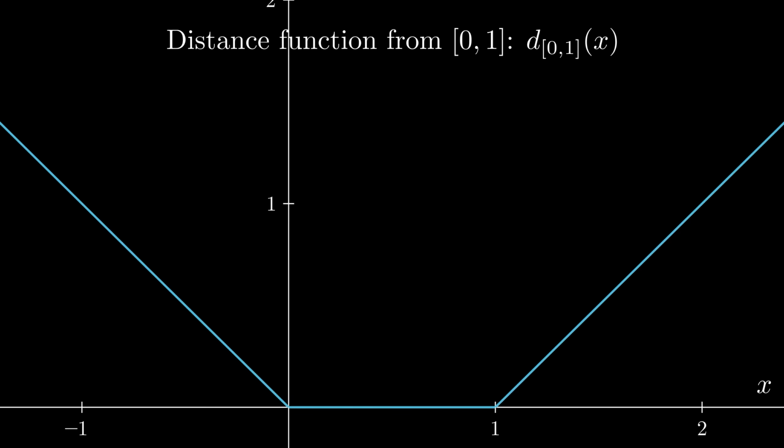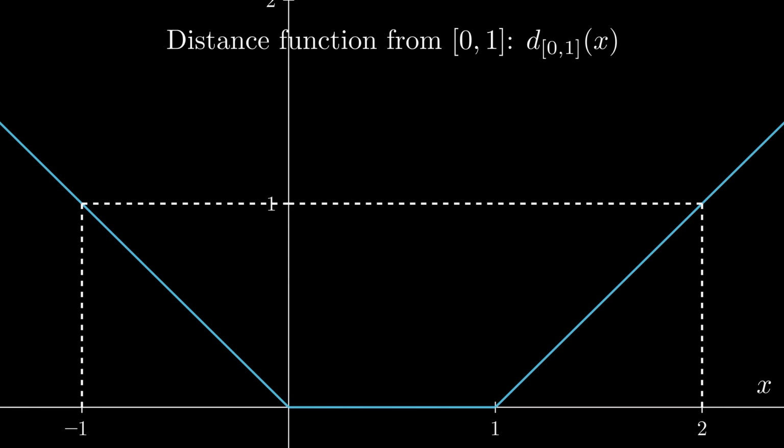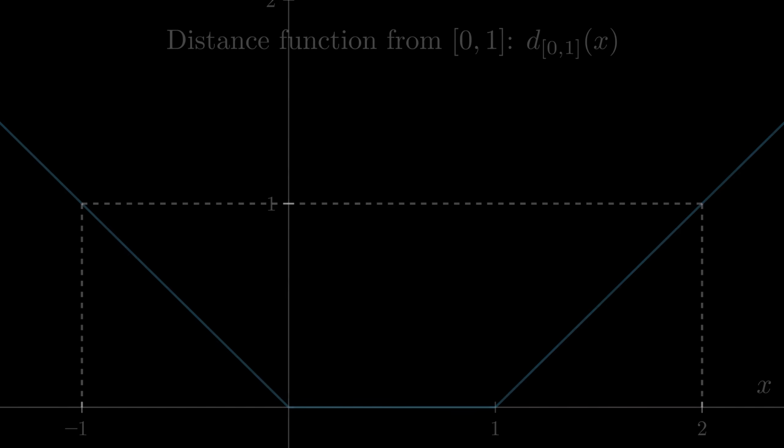Another example that we've shown here is the distance function to the interval [0, 1]. We can see that for negative x, it is closest to 0, so its distance is the absolute value of x. If x is in [0, 1], its closest point is obviously itself, so the distance is 0. And lastly, for x larger than 1, its closest point is 1, so the distance is x minus 1. We'll show a few more examples here.